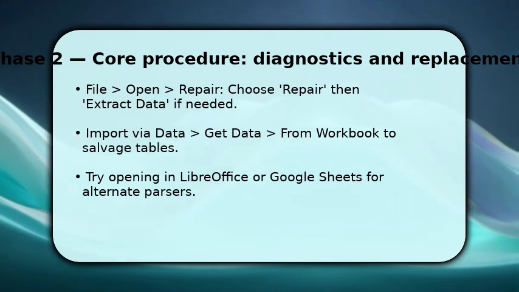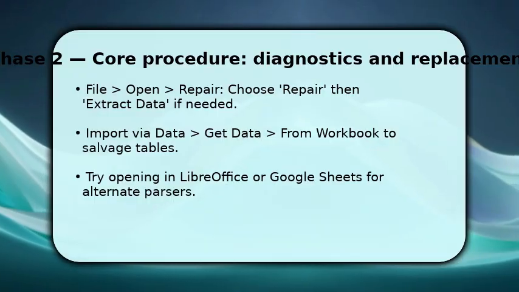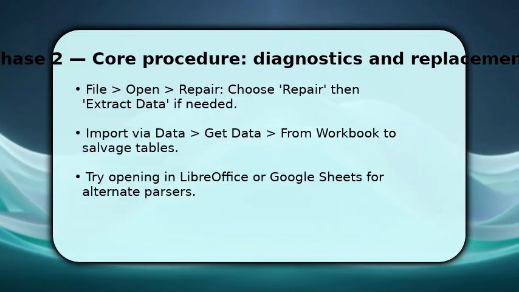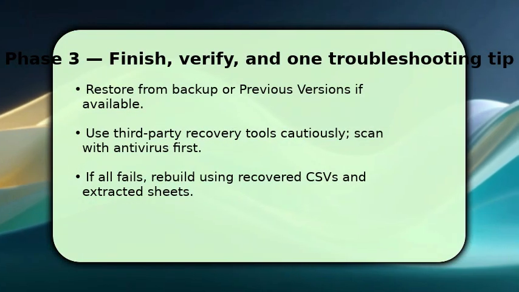Finish by checking backups in Windows Previous Versions or OneDrive version history. Restore a known good copy when available because it's the fastest recovery.